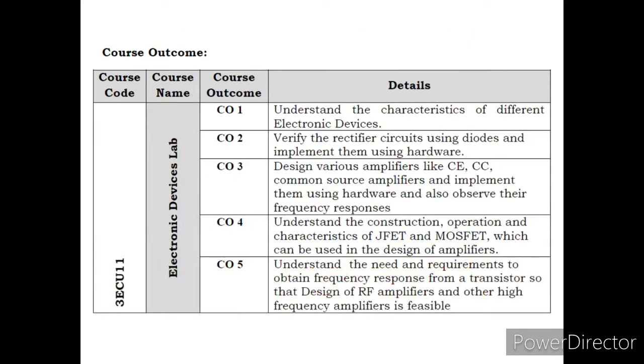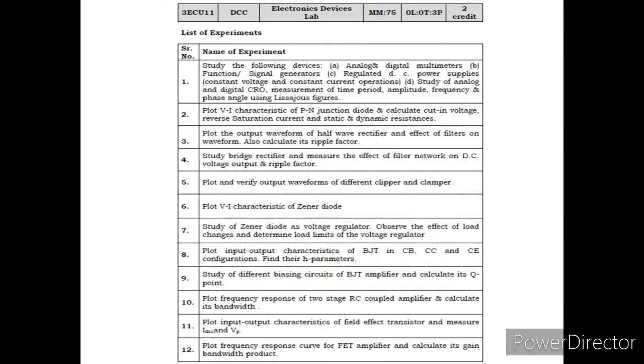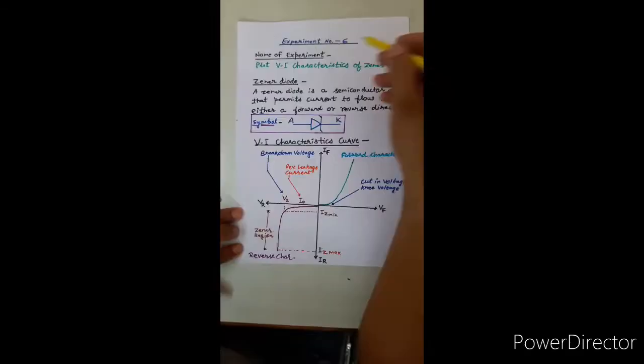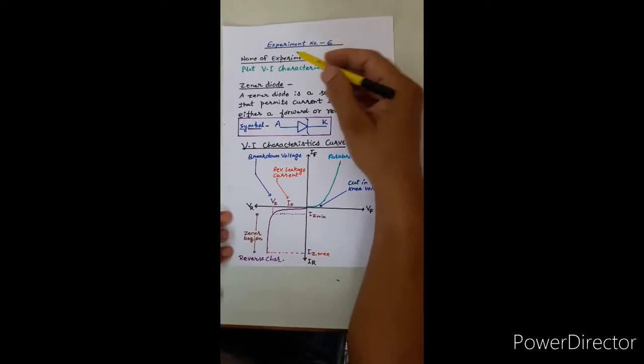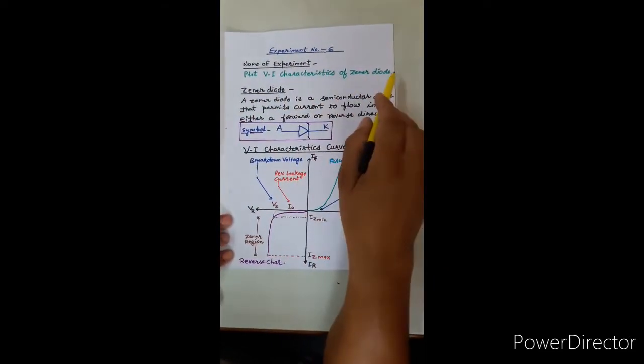And these are the course outcomes of the lab. Here is shown the CO-PO mapping of the lab. There are 12 experiments in this lab. Experiment number 6, the name of the experiment is: plot VI characteristics of Zener diode.